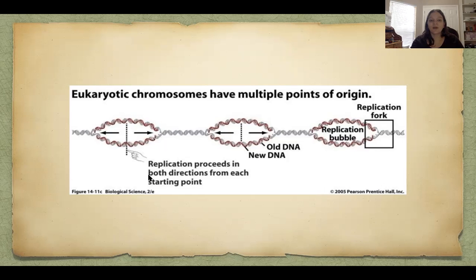Okay, so that's the biggest difference in eukaryotic versus prokaryotic replication: the number of points of origin. Eukaryotes have multiple points of origin, and prokaryotes just have the one point of origin.